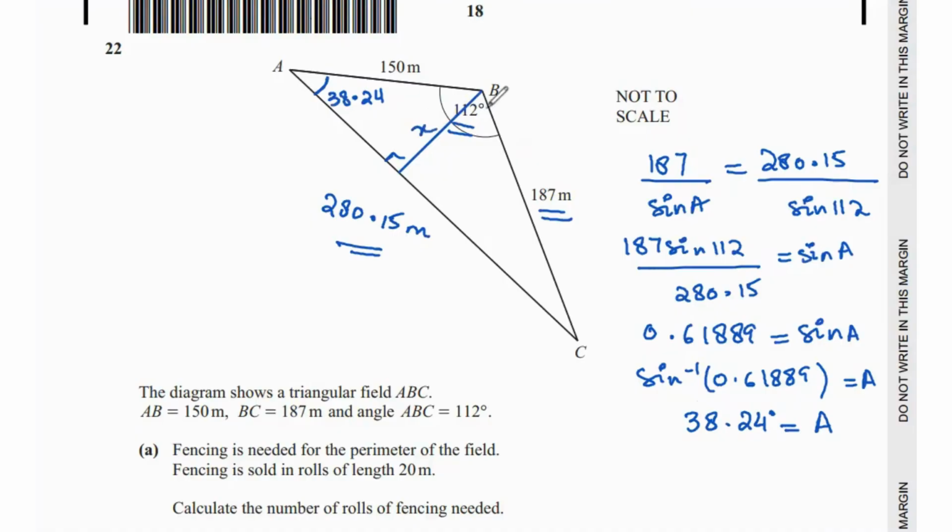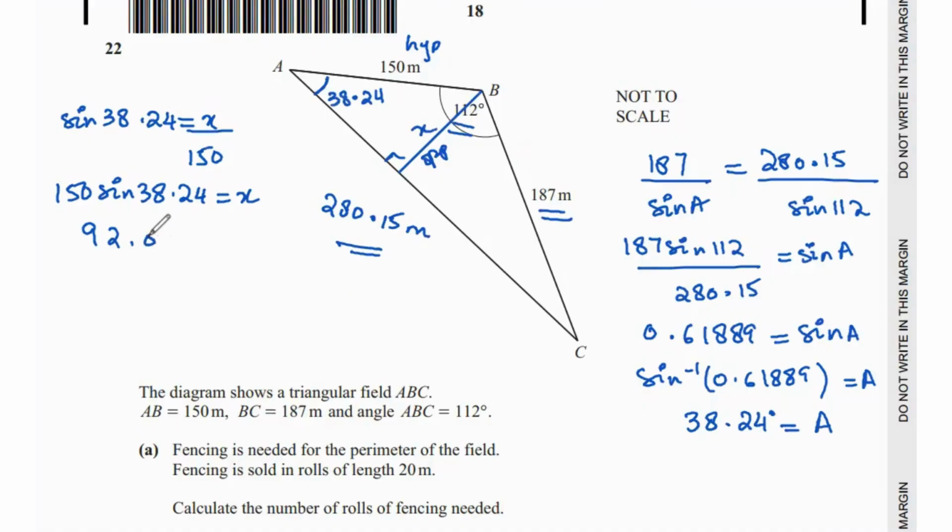We want to find this shortest distance from B to AC. So now it's a right angle triangle because like I said, it's the perpendicular distance. So we can use SOHCAHTOA. We have an angle. We have a length. So you have the hypotenuse. We're trying to find the opposite. So we'll use sine. Sine of 38.24 equals x over 150. So 150 times sine of 38.24, and that's going to give us 92.84 meters. That is the shortest distance from B to AC.